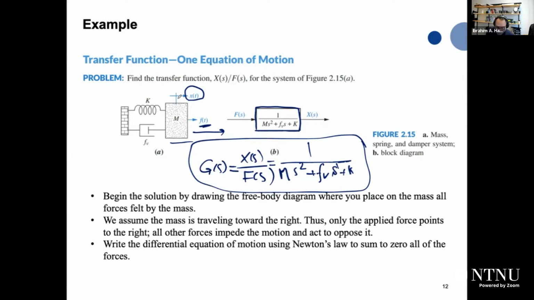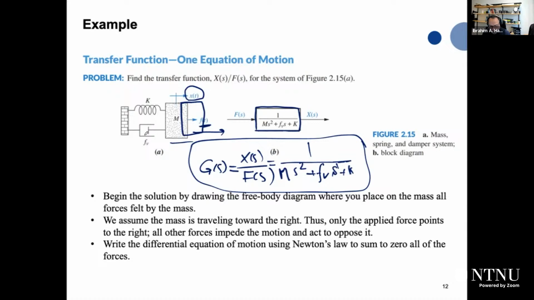For example, we will try to drag it to that location. What will happen? Because we apply force, we are not pushing it, we are pulling it to the right-hand side, so it will move to the right. When it moves, some forces will be generated to resist your force. One force will be generated by the spring. It will be K multiplied by X.